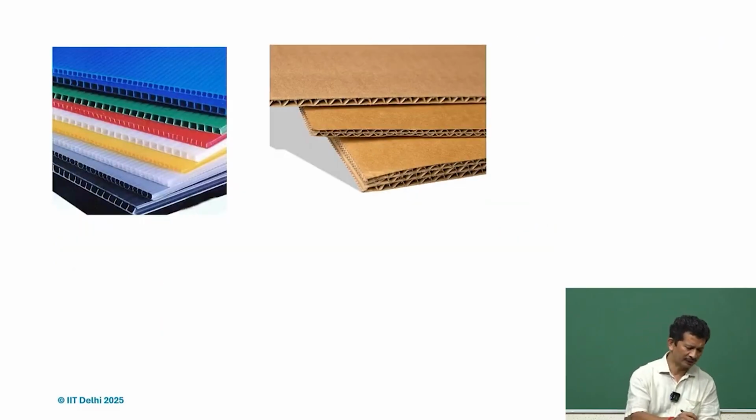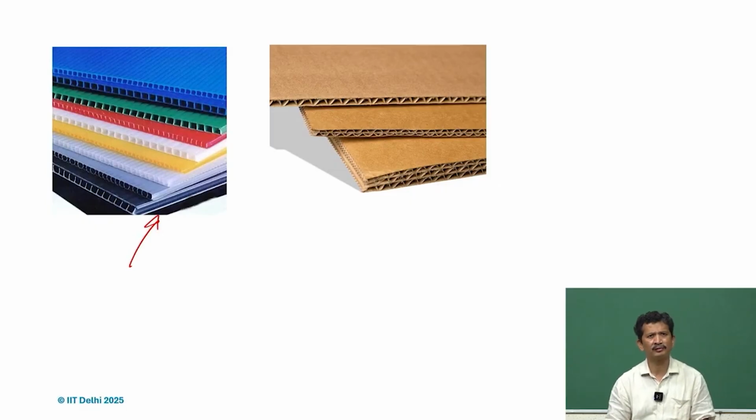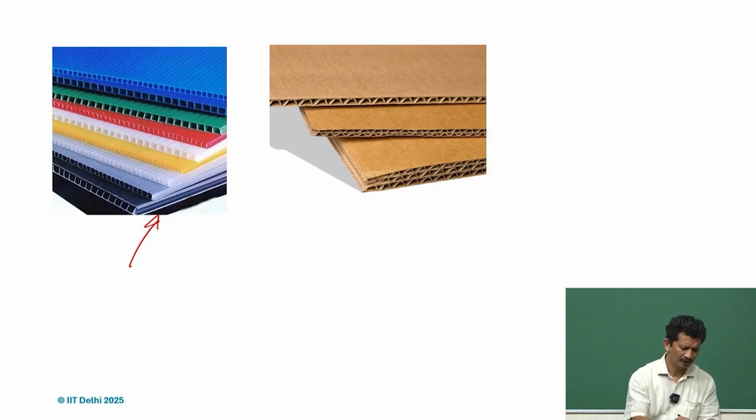But we also realize that in applications like polymer sheets, we may not call it corrugated, but it's again stiffened with ribs inside, with the top and bottom layer, and the inside is supported through vertical walls. Again, what we see is that the bending stiffness is very high.